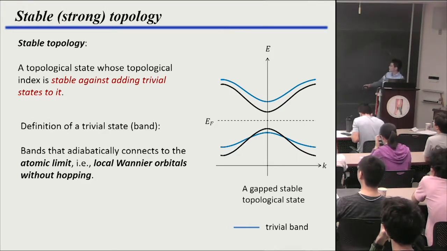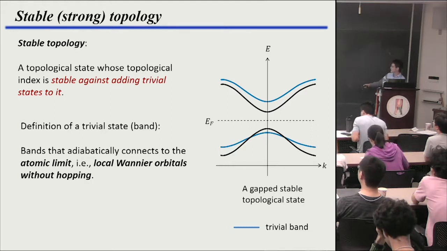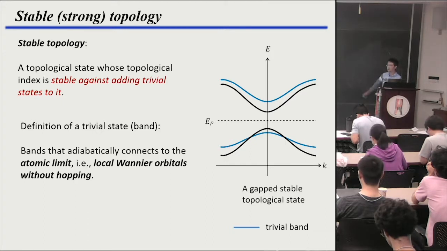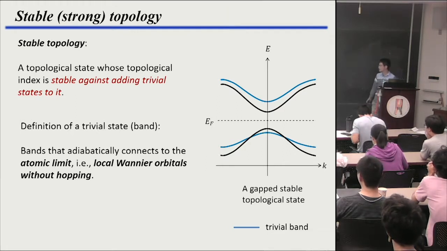So here the definition of a trivial state or a trivial band is that it can be adiabatically connected to the so-called atomic limit. The atomic limit is basically assuming you have a lattice of atoms with orbitals that are decoupled from each other. In this case, a trivial band will have local Wannier orbitals, and in the atomic limit, you can tune them to zero hopping. So this will just be a trivial flat band.